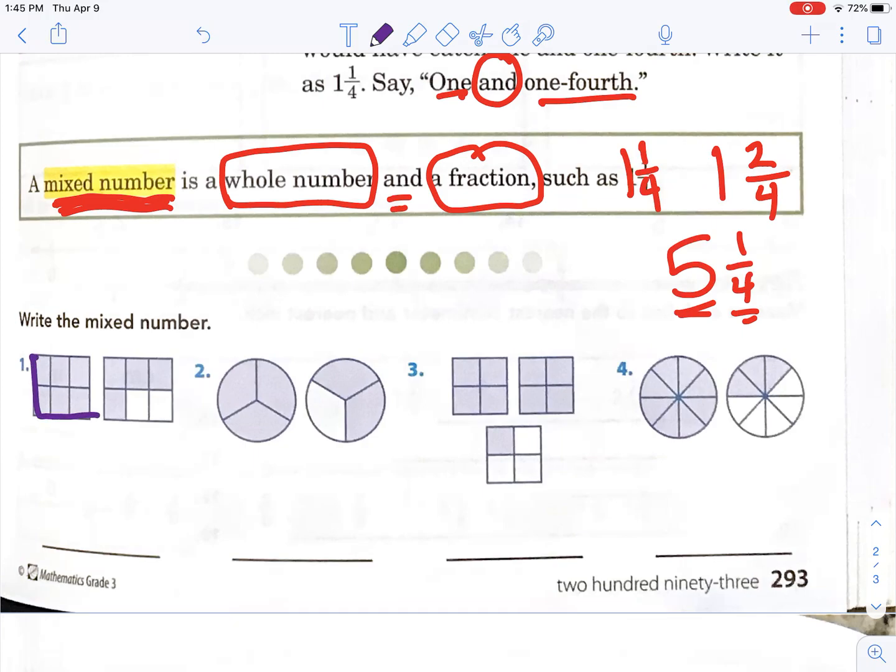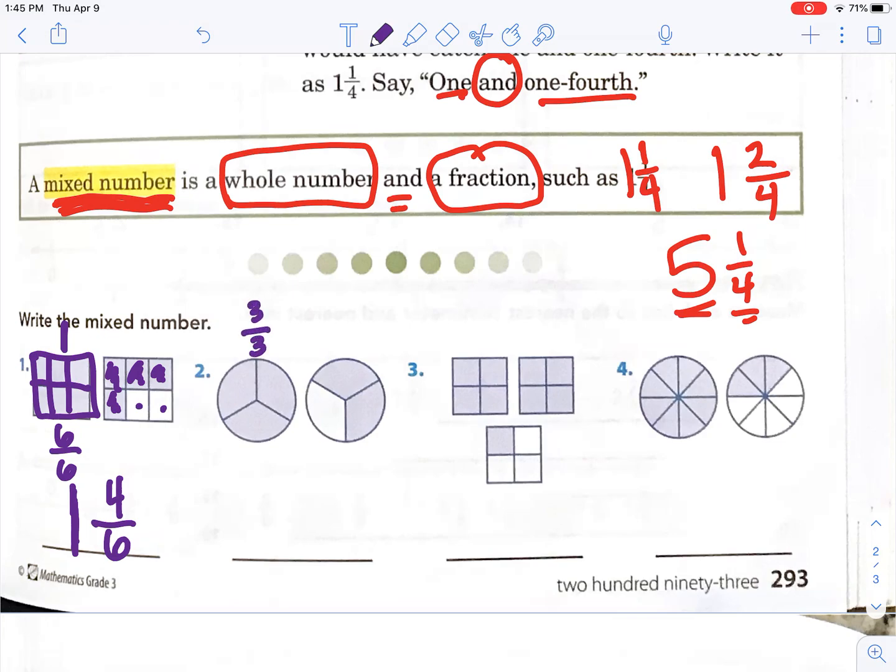Write the mixed number. So we know all the numbers, these are all shaded in. So even though this is 6/6, that equals 1. So I know that my whole number is 1. Now let's look at this. There's 1, 2, 3, 4, 5, 6. And how many are shaded? So we know that the new denominator is 6. And 1, 2, 3, 4 shaded. 1 and 4/6.